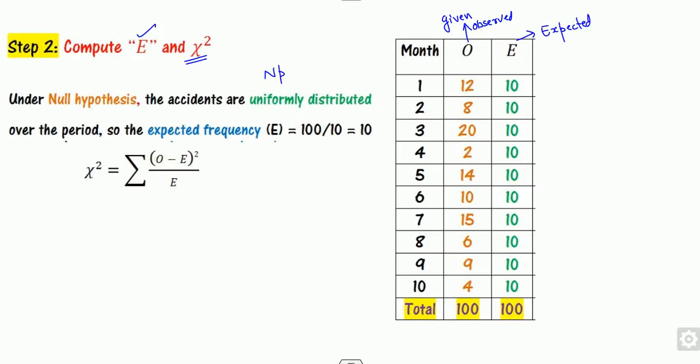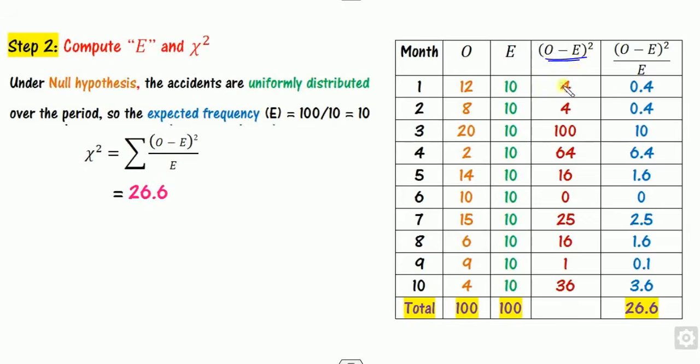Now we need (O minus E) whole squared. We will calculate (O minus E) squared: 4 minus 2 squared, 10, and so on, and then we will divide. So this is my step number 2. Now we will calculate step number 3, the degree of freedom. Degree of freedom is N minus 1.